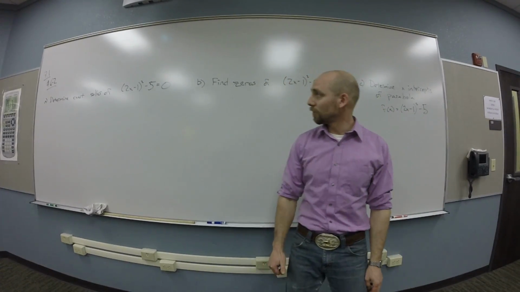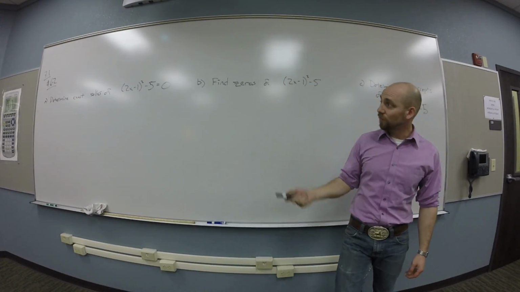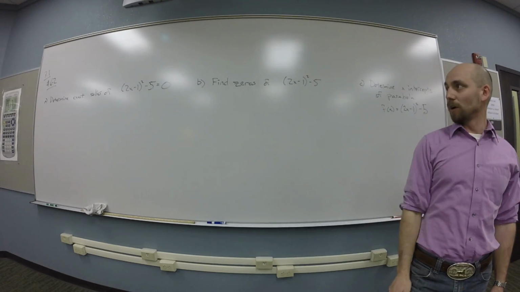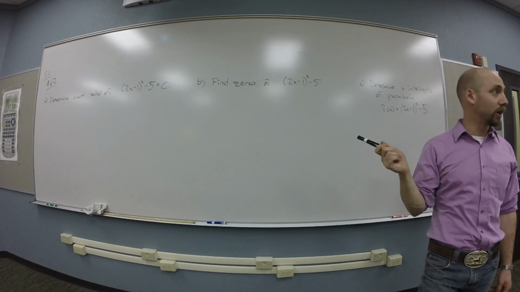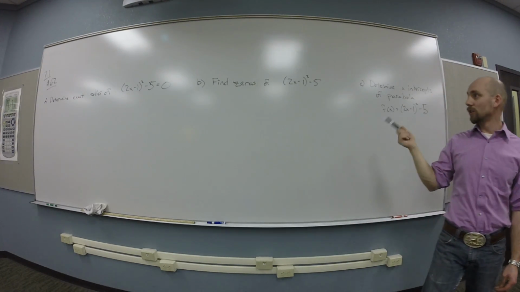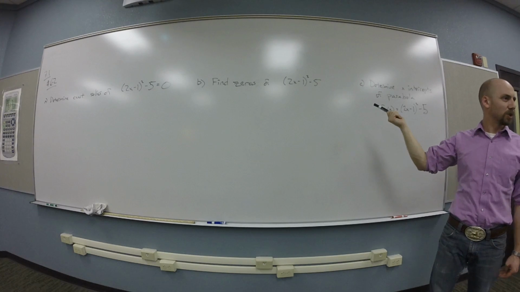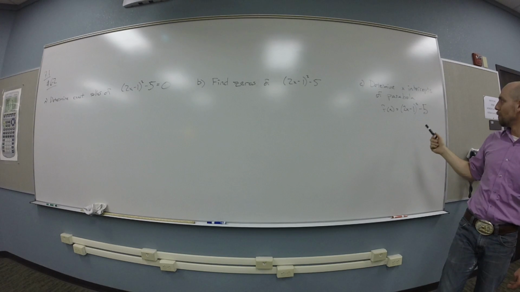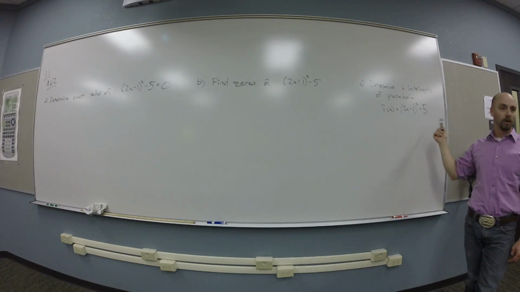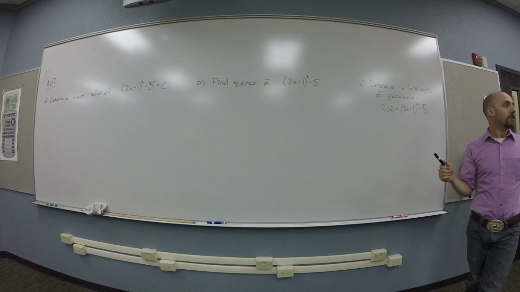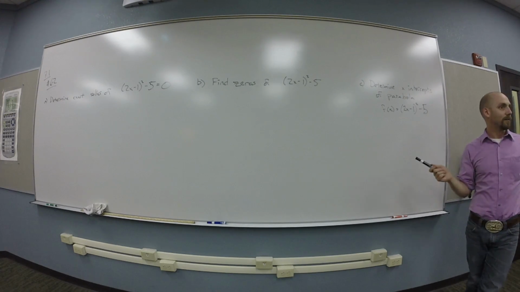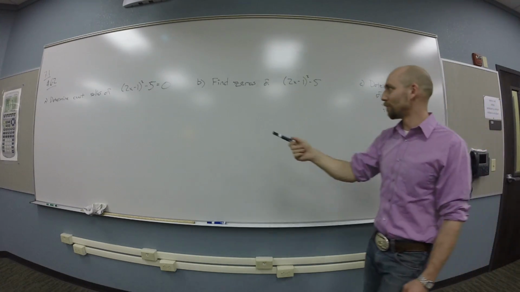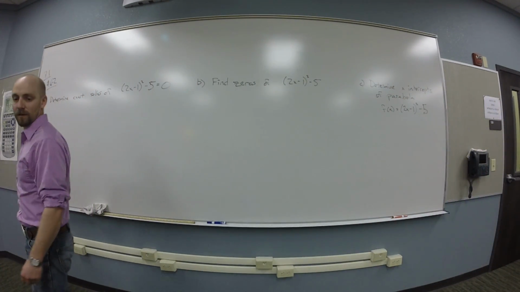Okay, so we want to do 7.1, number 62, which says, part A, determine exact solutions of (2x - 1) squared minus 5 equals 0. Part B says find the zeros of the same, except it doesn't have the equals 0. And part C says determine the x-intercepts of the parabola f of x, the same thing, also without the equals 0. These are all the same question. So let's do the first one, and then we'll talk about why the other two are the same.